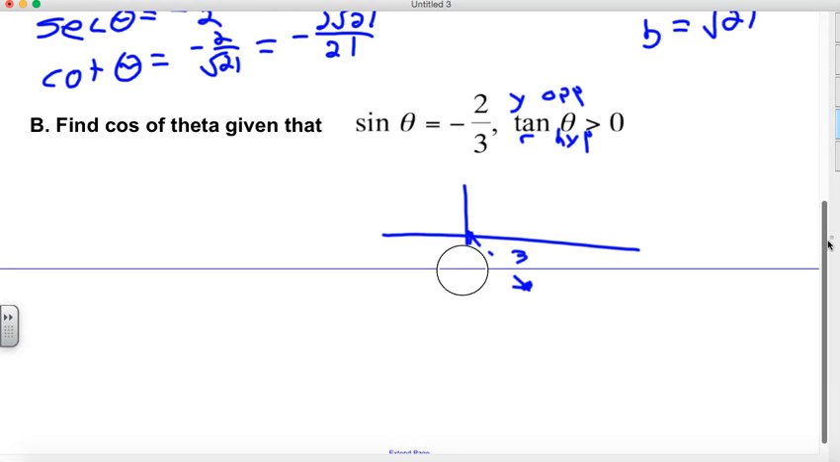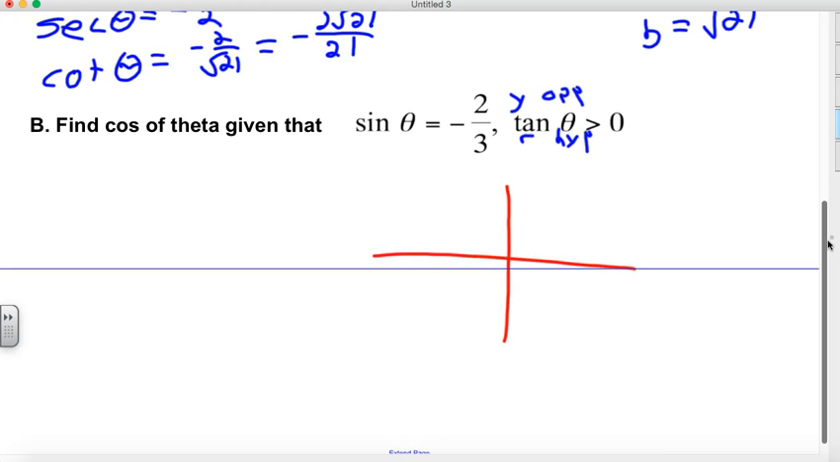Could you do that in another color? Draw your little graph and then do the line. Alright, so the hypotenuse is 3, and the y value that we've got is -2. Here's my theta. So -2 is opposite theta, and I want to figure out the adjacent side, which is also my x value.